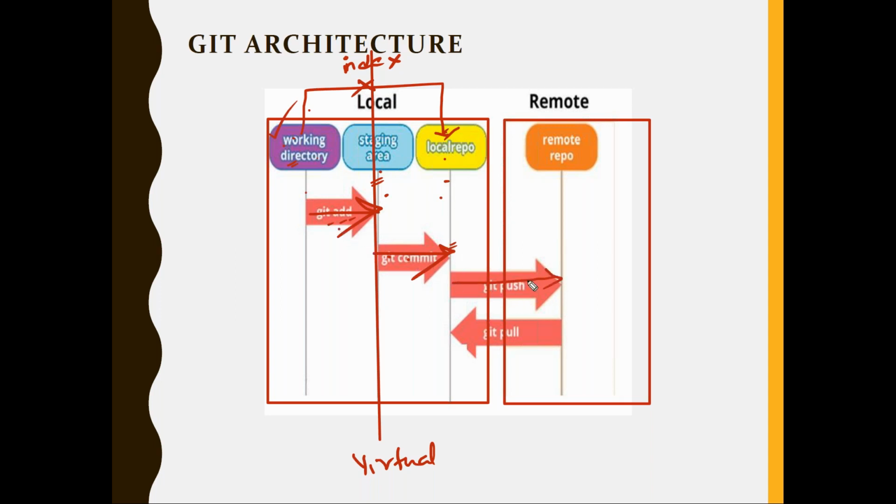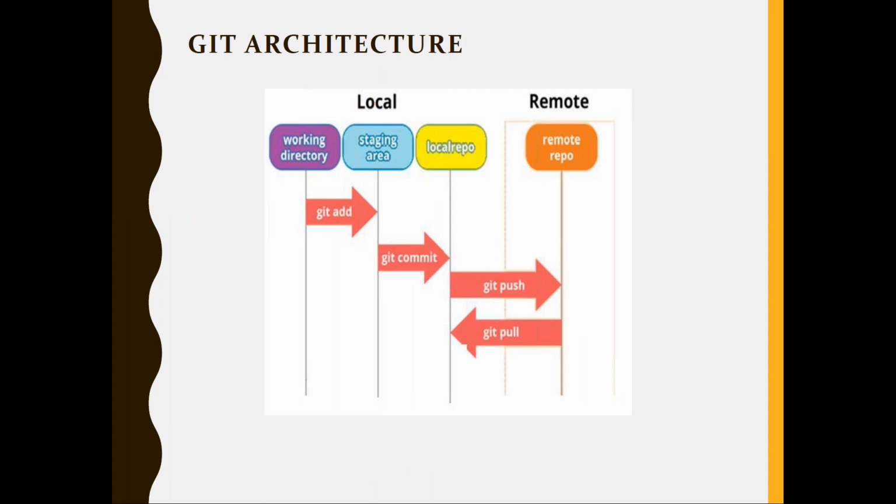Okay, it's like 3 steps. See, that's called Git tree. It's 3 steps before your changes go to remote. Okay, and yeah, you might be having a question here: why do we need this staging area? Has it got any importance? Why do we need it?